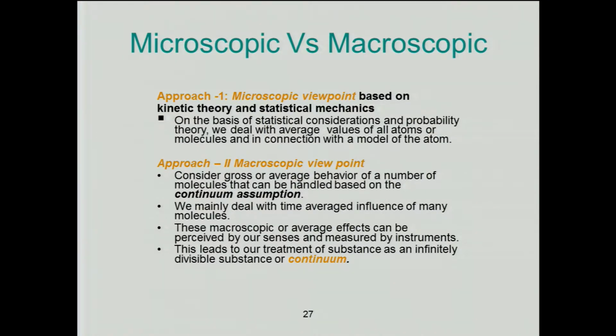On the basis of the microscopic we have statistical considerations and the probability theory. We will talk a little bit about quantum mechanics. One of the basic postulates of quantum mechanics is that you cannot specify the position and the energy or the velocity of an atom or an electron, whatever you are looking at, with an equal amount of accuracy. It is known as Heisenberg's uncertainty principle.